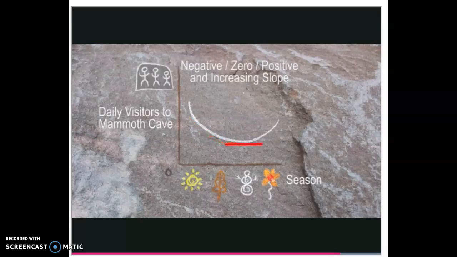The slope is 0 at the minimum tourism level, and the slope is positive as spring approaches. The slope continues to increase when it becomes positive, showing that the increases in visitors get larger and larger. The last graph that I want to show you is called a bar graph because it uses bars of various lengths or heights to show the values of a dependent variable.